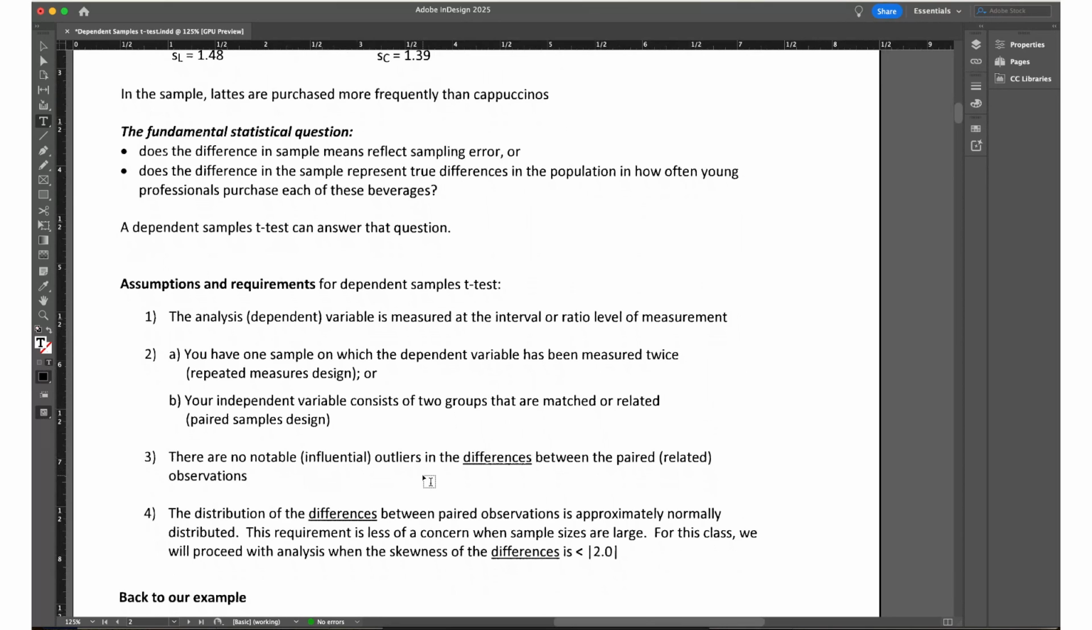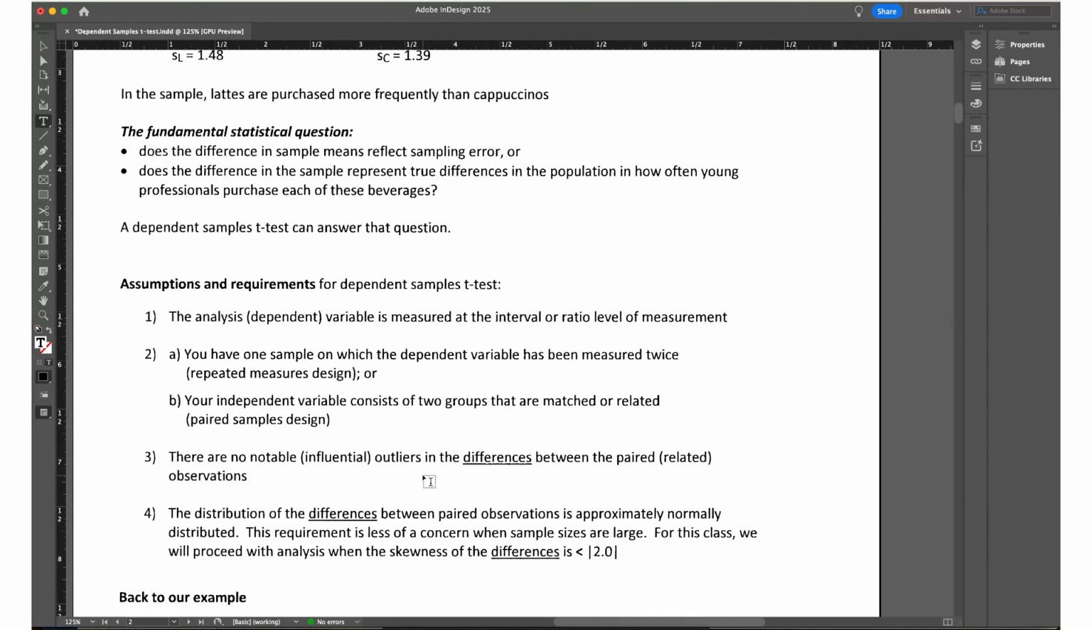So number one will be the same. We have to work with an interval or ratio type of variable. The dependent variable has to be that. And then number two, we already kind of described that. This is where it's going to be different. It's either going to have to be a repeated measures design or a paired samples design.